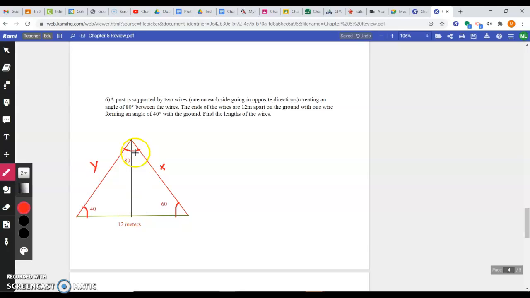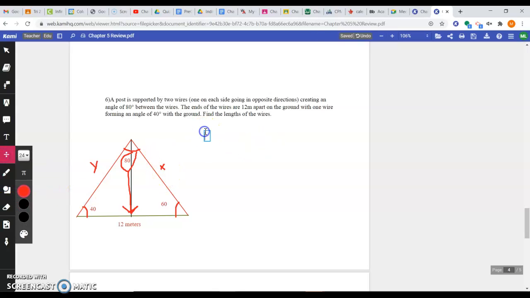Now the best way to do this, some people like to see it as two right triangles, but if we see it as two right triangles, we actually can't do it. We need to see this as a non-right triangle, and we're going to end up using the law of sines, because I have 80 and the side across from it, and I have 40 and the x across from that.